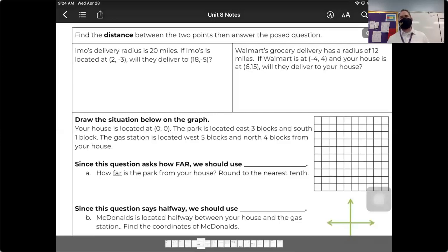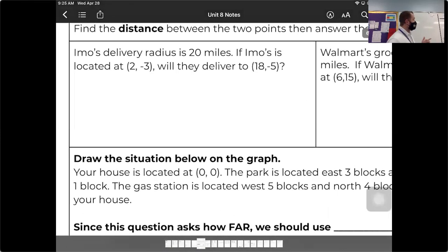That number answer tells you an answer to another question, like a yes or no question about the real life situation. So in this case, it says Emo's has a delivery radius of 20 miles. If Emo's is located at 2, -3, will they deliver to 18, -5? Now, here's all that's really asking. The delivery radius is 20 miles. That means from Emo's location, they'll deliver 20 miles in any direction. That means that's the maximum distance they'll travel to deliver your pizza or salad or whatever else you're having.